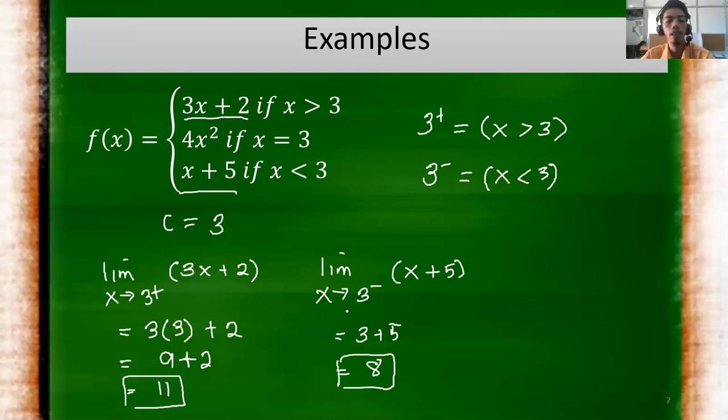Okay, now the right hand limit is 11 and the left hand limit is 8, which indicates that 11 is not equal to 8. And therefore, we can say that the limit of this function does not exist.